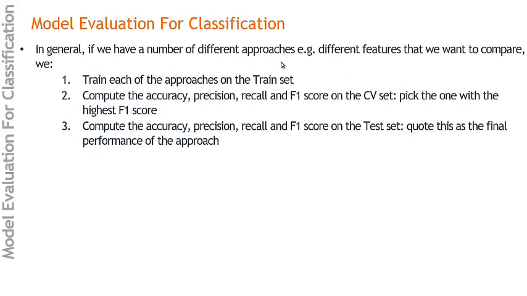So in general, you will be trying different models for classification and comparing. So you train all of them and you compare the accuracy, precision, and recall and F1 score on cross-validation and pick the one with the highest F1 score. So that would be the model that you actually use. And then you'd compute the accuracy, precision, recall, and F1 score on the test set, and you'd quote this as the performance of this approach.